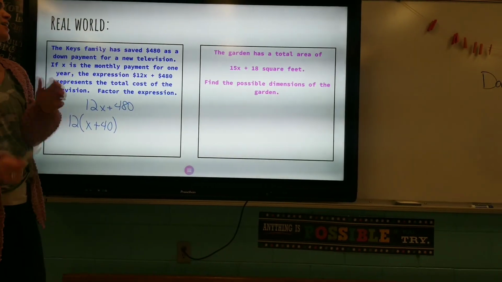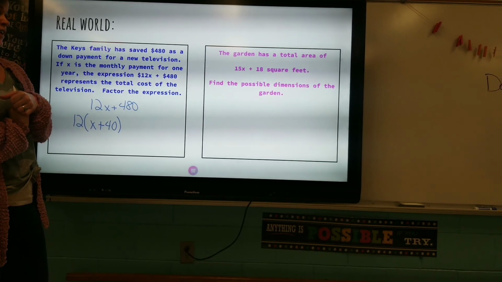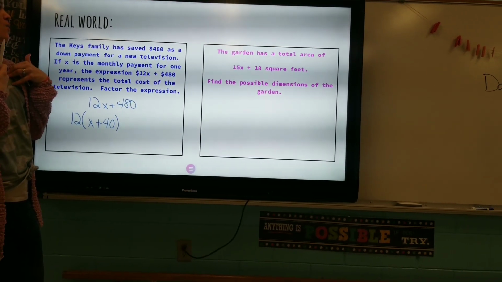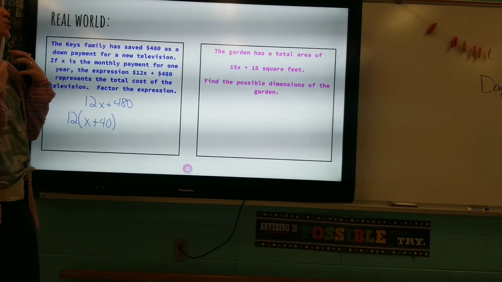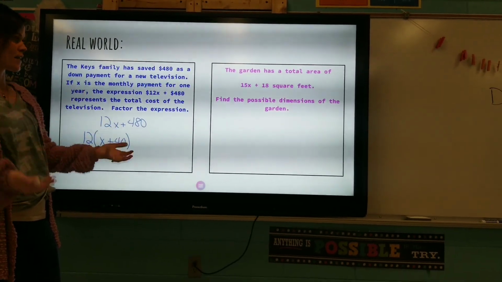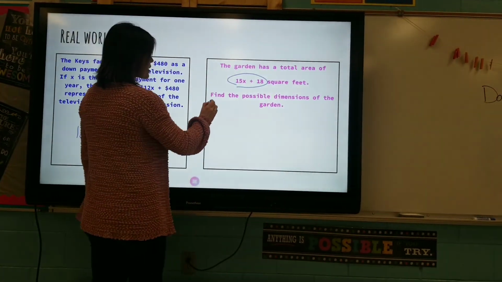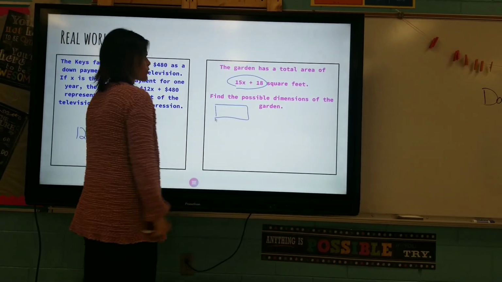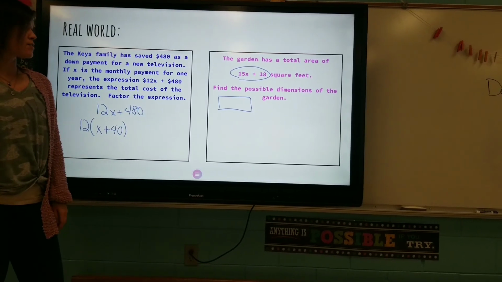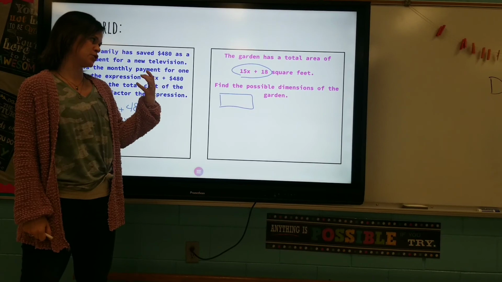The garden has a total area of 15x plus 18 square feet. Find the possible dimensions of the garden. So for this one, it's a little bit tricky because you want to know how you get your area. So again, you have to kind of think of what do you do to find the area of something. If you know this is the total area, and I'm going to assume we're finding the area of a rectangular garden. So you want to think of numbers. Again, you would factor this out to see what kind of numbers or what pairs of numbers you could get.